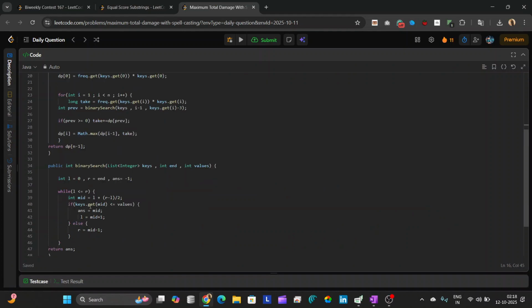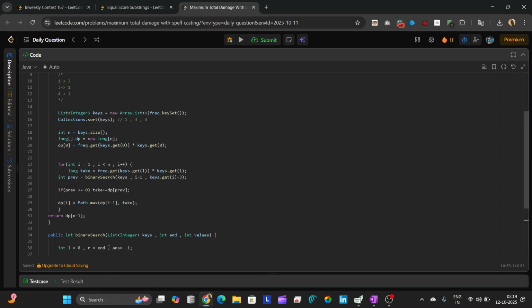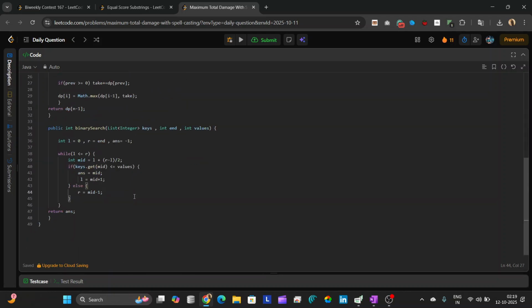In binary search, you all are familiar with it. First index means left, right equals to end, then the answer. Then while left is less than or equal to right, we calculate mid. Then we find that if my mid value is less than or equal to the value, then mid is our answer, and I update left equals mid plus 1. Else right equals mid minus 1. Then I'm returning the answer here. So this is today's problem.